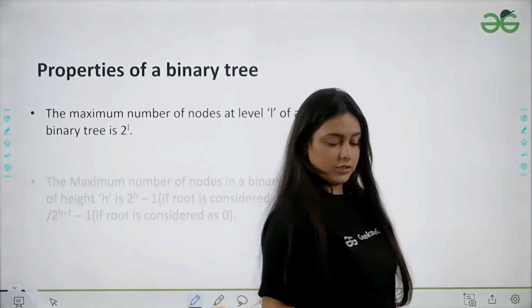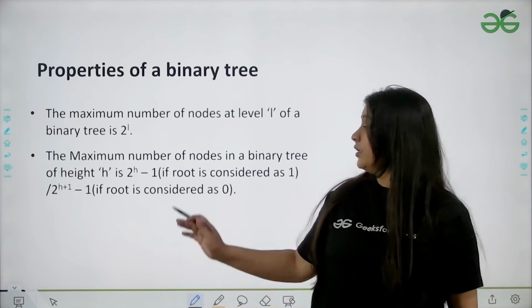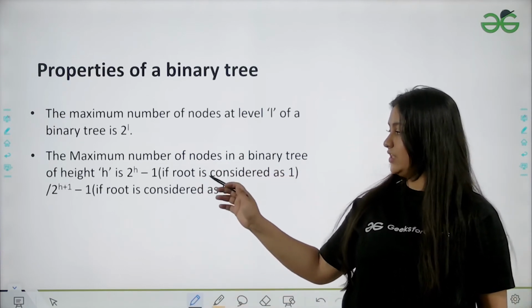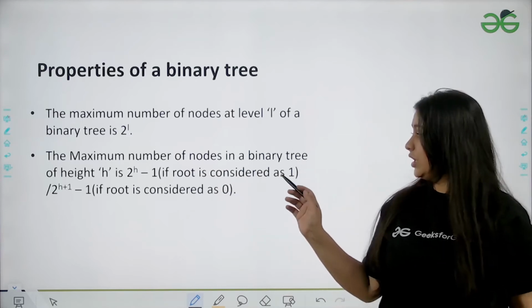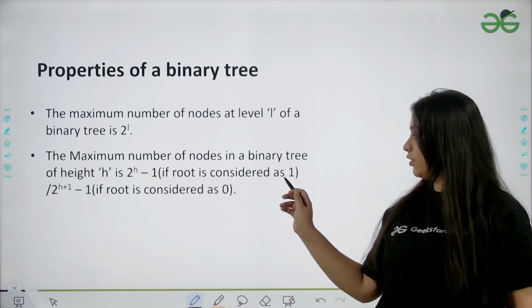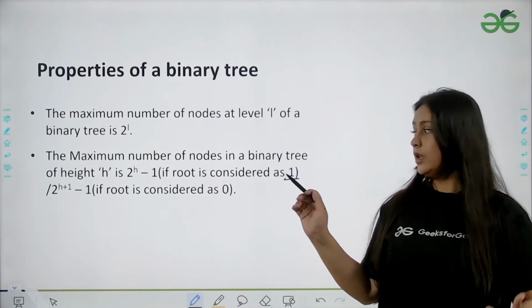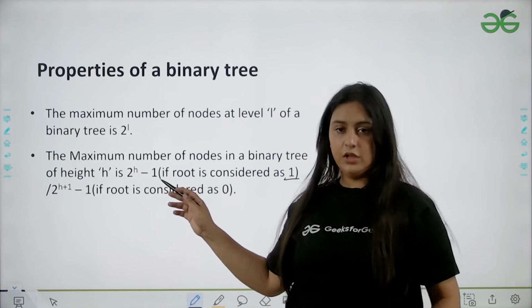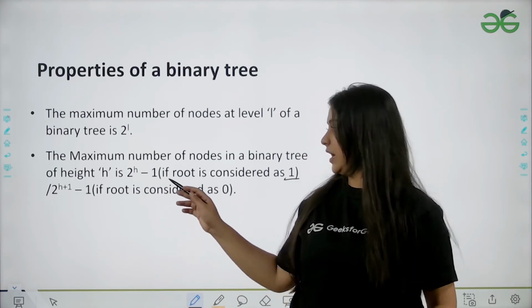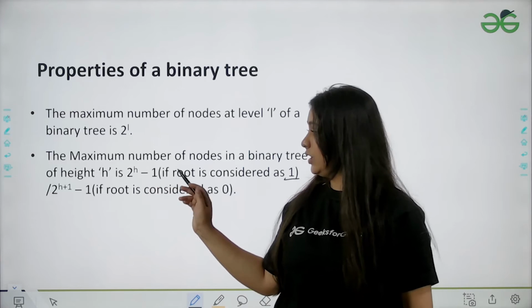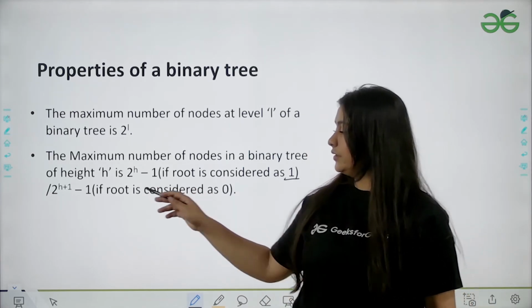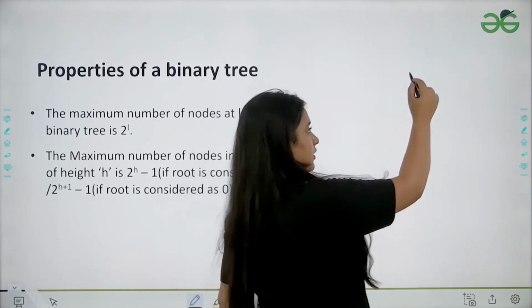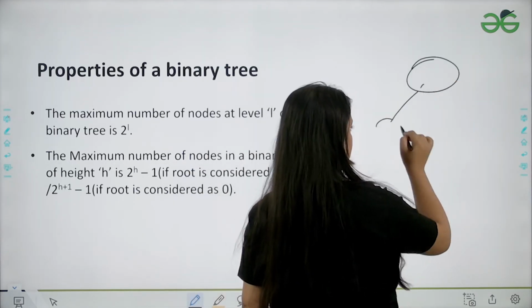Now let's talk about the next property, which is the maximum number of nodes in a binary tree of height h is 2 raised to the power h minus 1. So here it is a condition. If you are considering the root as height 1, then in that case the maximum number of nodes of a tree which has height h is 2 raised to the power h minus 1. And if you are considering root as 0, then it is 2 raised to the power h plus 1 minus 1.